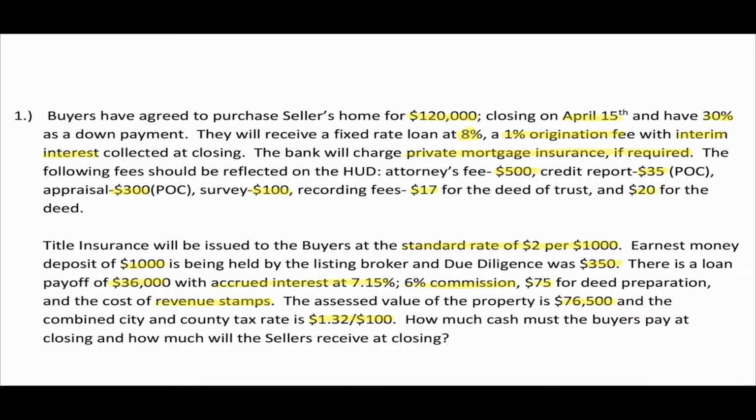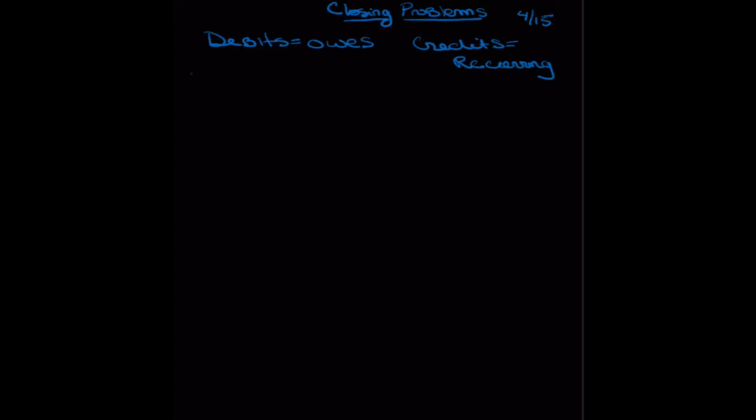Well, if you're putting down 30%, that means you're getting an LTV or a loan of 70%. So we need to find 70% of our sales price. So our sales price was $120,000. Multiply that by 70%, and you find out that our loan is going to be for $84,000. We're going to go ahead and put this on our chart, and we've got to think about it.